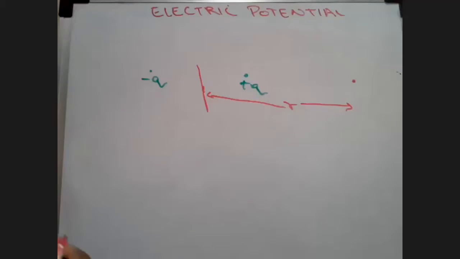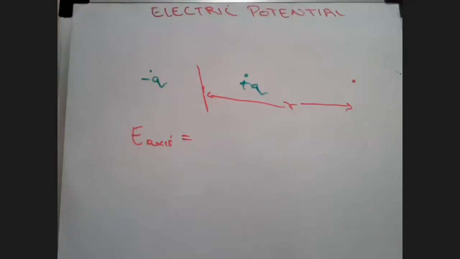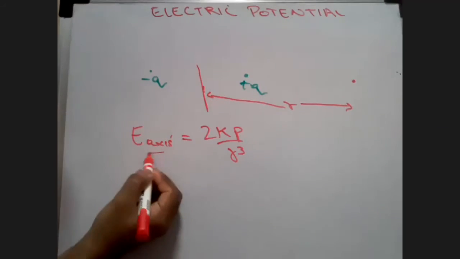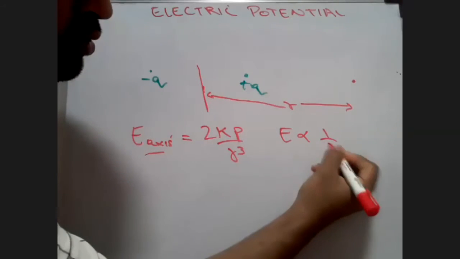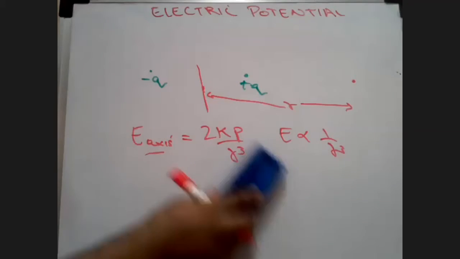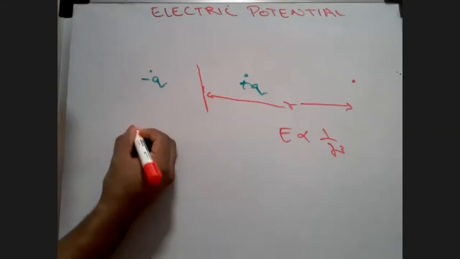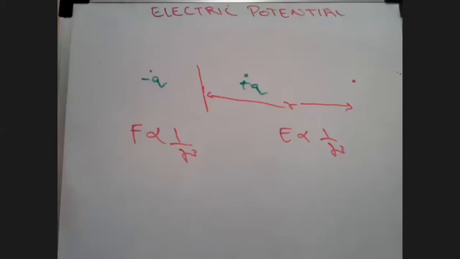Now listen here. E on the axis, as I just told you, is 2kp upon r cube. This means E axis is inversely proportional to what? r cube, 1 upon r cube. So with this I can say that force also will be inversely proportional to 1 upon r cube. Can I say this? Did everyone understand? Some people didn't understand.